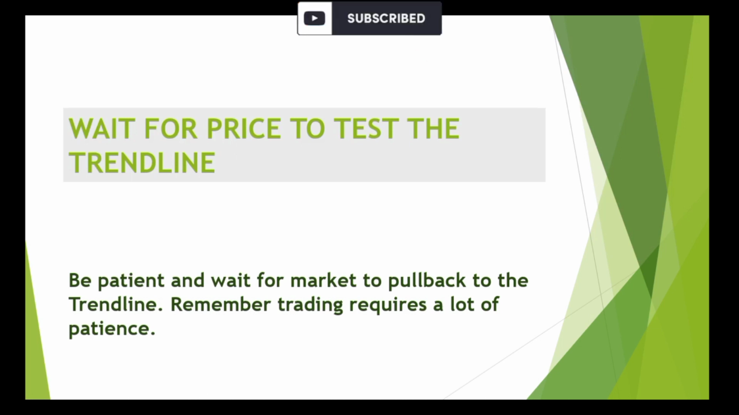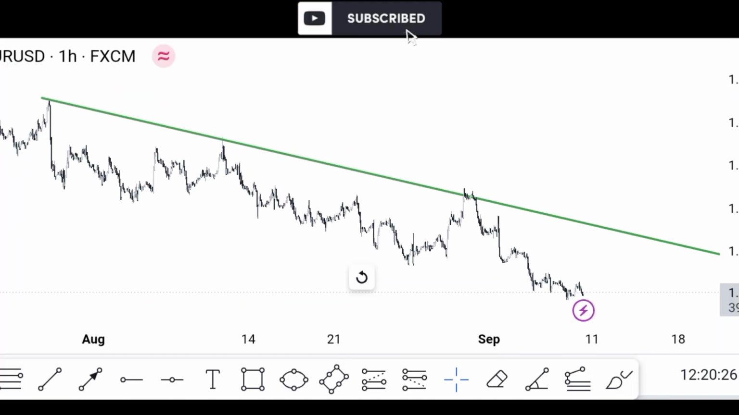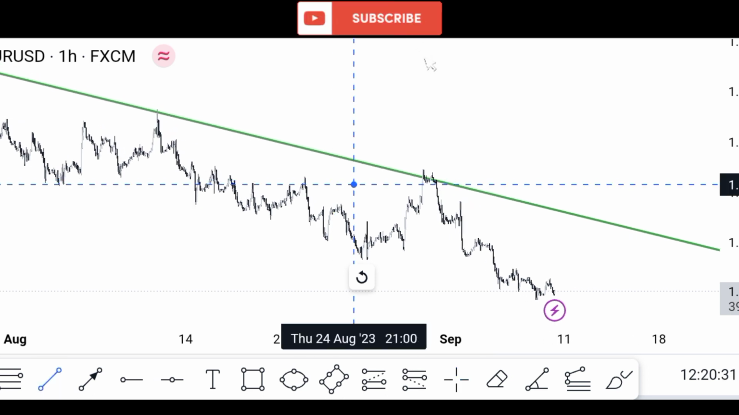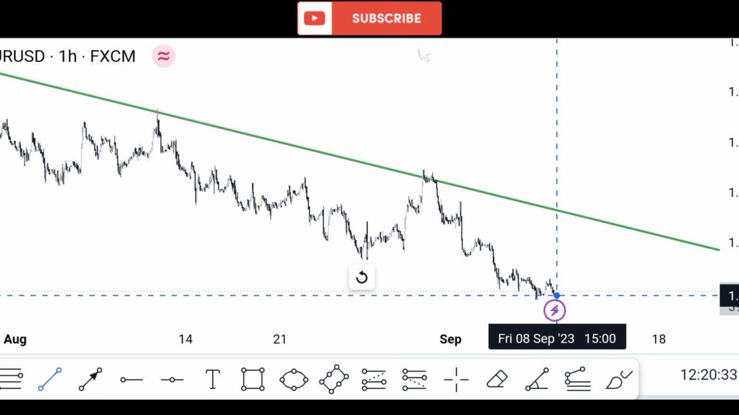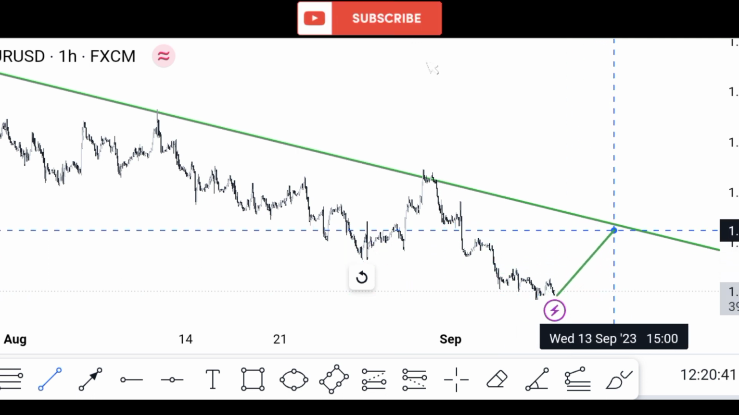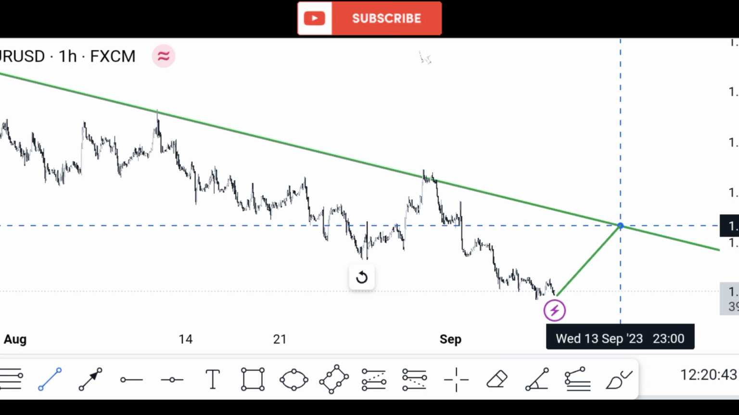If you want to be profitable with the trendline trading strategy, you need to be patient. You wait for the market to come to you. Okay guys, you need to wait for the market to come to the trend line. As you can see on my chart, this is where the price is away from the trend line. So if you are using the trend line strategy, you need to be patient enough to wait for this pullback to occur back to the trend line. That is just what you need to do.